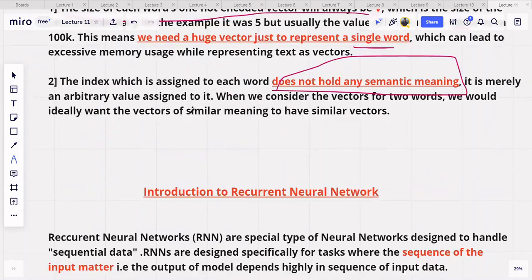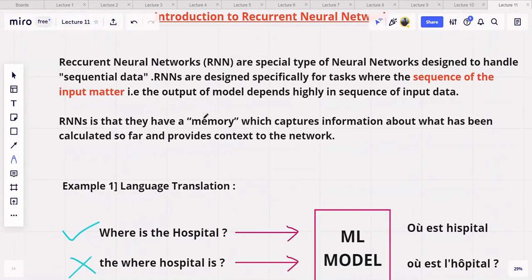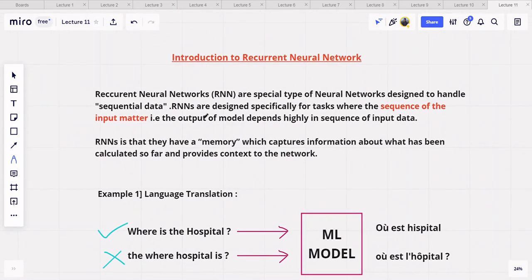So that was it for one hot encoding. Now we'll jump straight into recurrent neural networks. Just let me have a sip of water and then we'll continue.